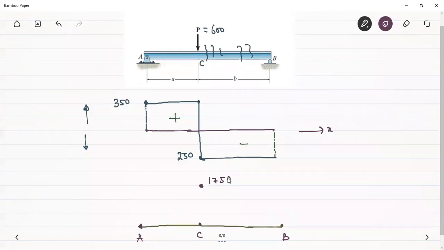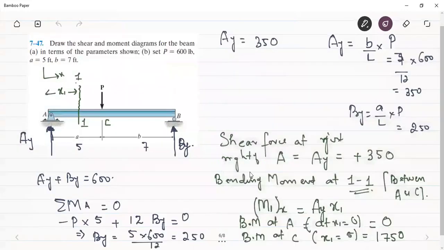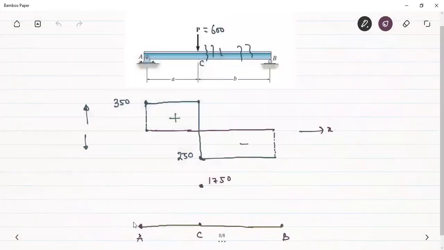See the variation of the bending moment with the length of the beam. See that equation. Bending moment at the section 1-1 was defined by which equation? Bending moment at section 1-1 was defined by the equation AY into X1. What kind of equation is this? It's linear. Therefore, it will be joined with what? Straight line. This is joined with the straight line.